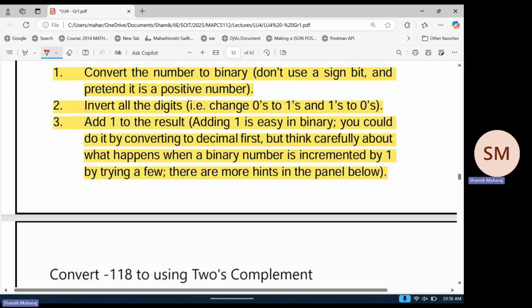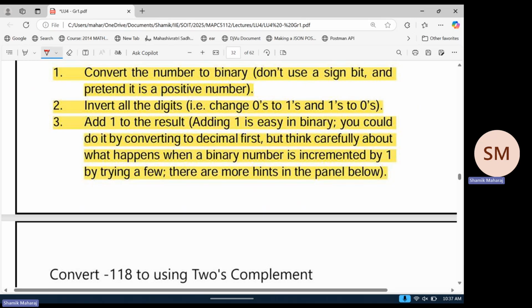The first thing we do is convert the number to binary, but again, we don't use a sign bit here. So we always pretend it is a positive number. Whatever number we're dealing with, even if they say, for example, convert -35 to binary using 2's complement, first you just assume it's positive 35 and convert the number to binary. That's step 1.